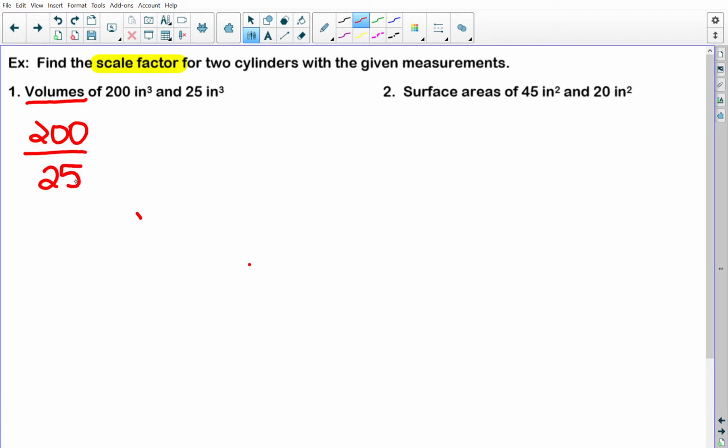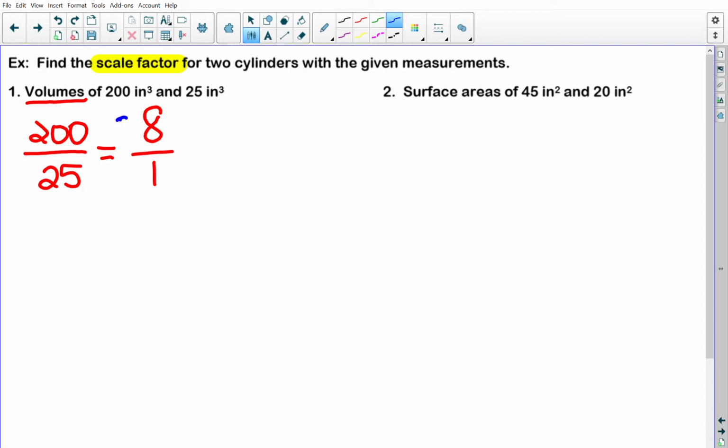225, I'm going to go ahead and reduce that. 25 goes into 200 8 times with 1 in the denominator. Now I want to bring that down to a first degree measurement. So in order to take that to a first degree measurement, I have to take the cubed root of both of those because I'm going from a third degree measurement to a first degree measurement.